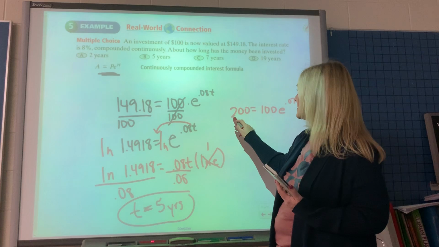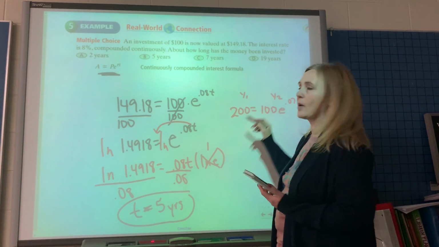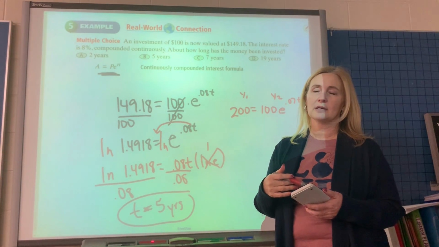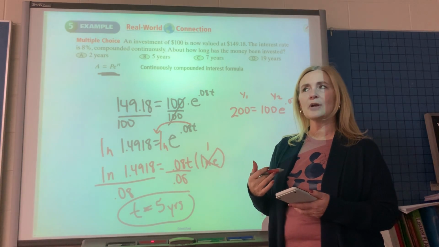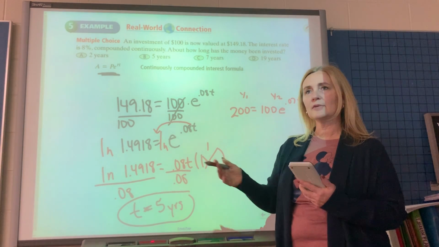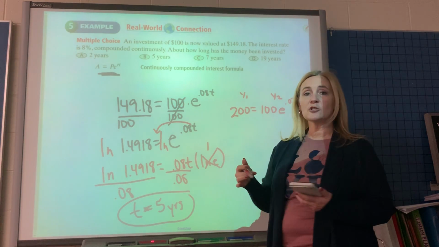Instead, when we did it, we said, let this be y1, let this be y2, and see where those two things cross. I want to say our answer was maybe 10 years or 9.9 years that we had to leave it in there. But now we know an algebraic way to do it.